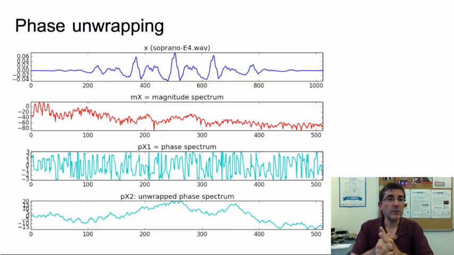Okay, so the spectrum of a signal includes the amplitude, now computed in decibels, and also the phase. And phase unwrapping is a way to represent the phase spectrum of the DFT in a way that is easier to visualize and understand. So here we see an original signal, the magnitude spectrum in decibels, and the phase spectrum computed as the angle of the complex value of the spectrum.